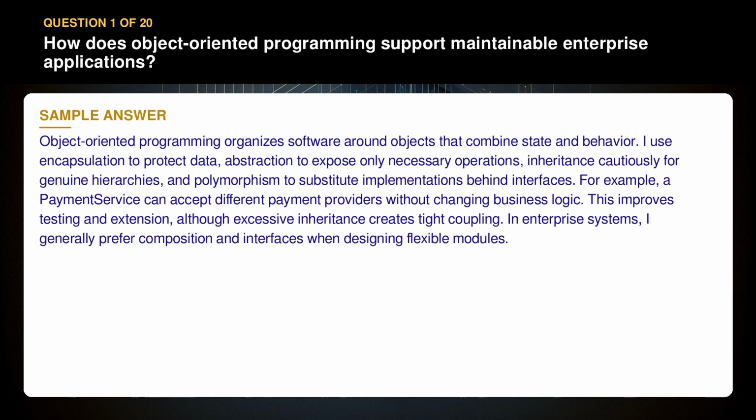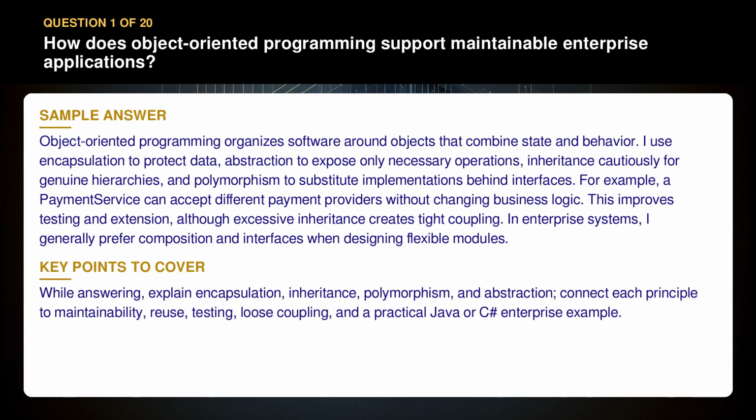This improves testing and extension, although excessive inheritance creates tight coupling. In enterprise systems, I generally prefer composition and interfaces when designing flexible modules. While answering, explain encapsulation, inheritance, polymorphism, and abstraction. Connect each principle to maintainability, reuse, testing, loose coupling, and a practical Java or C# enterprise example.